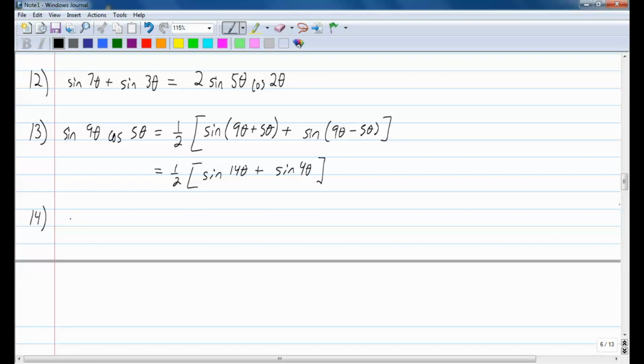All right, number 14, sine of 6 theta times the sine of 2 theta. This is a product. We want to change it to a sum. So use the sine times sine, sine alpha sine beta formula. So it's 1/2 times cosine of alpha minus beta. So it's 6 theta minus 2 theta is 4 theta. Minus cosine of alpha plus beta. Alpha plus beta is 6 theta plus 2 theta, that's 8 theta. So number 14 is D.